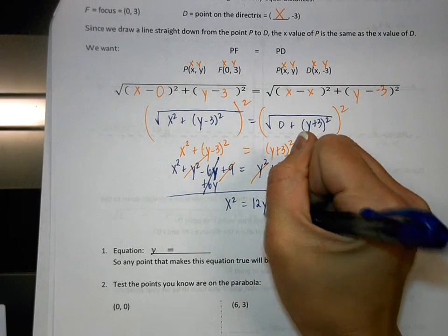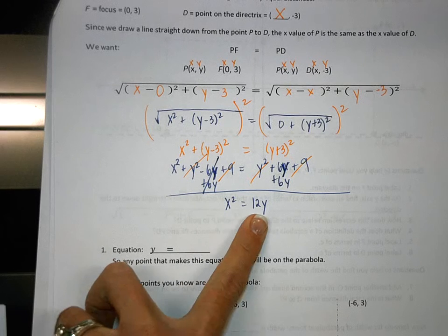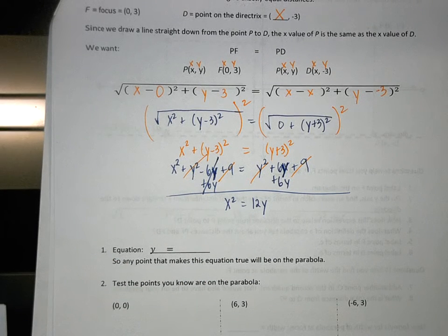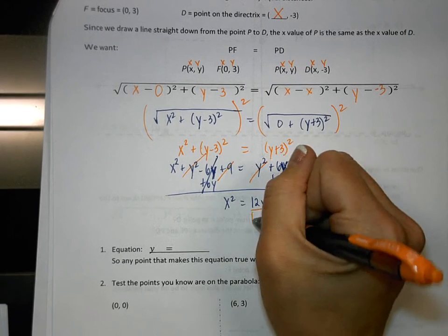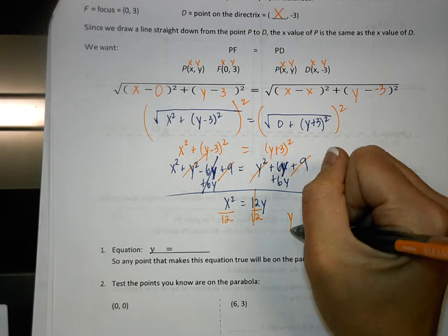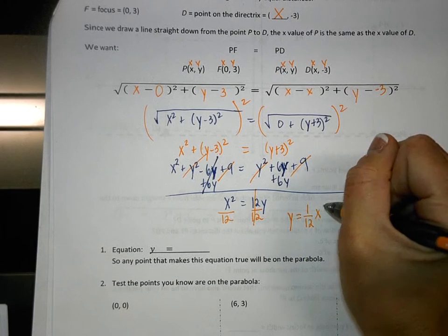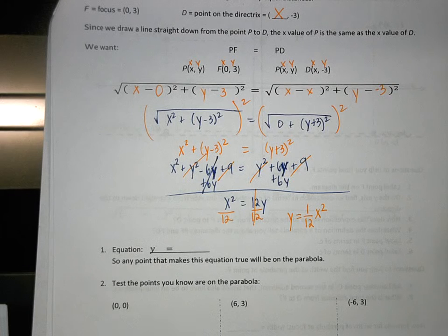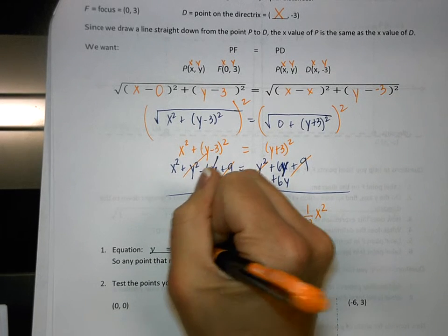So the only thing I have left over is my x squared. So I have x squared equals 12y. And then more often we see this where y is by itself, right, for parabolas. And so I'm going to go ahead and divide by 12 on both sides. And so I get y equals, and I'm going to write this as 1/12 x squared. And so we're going to write this on the equation, y equals 1/12 x squared.